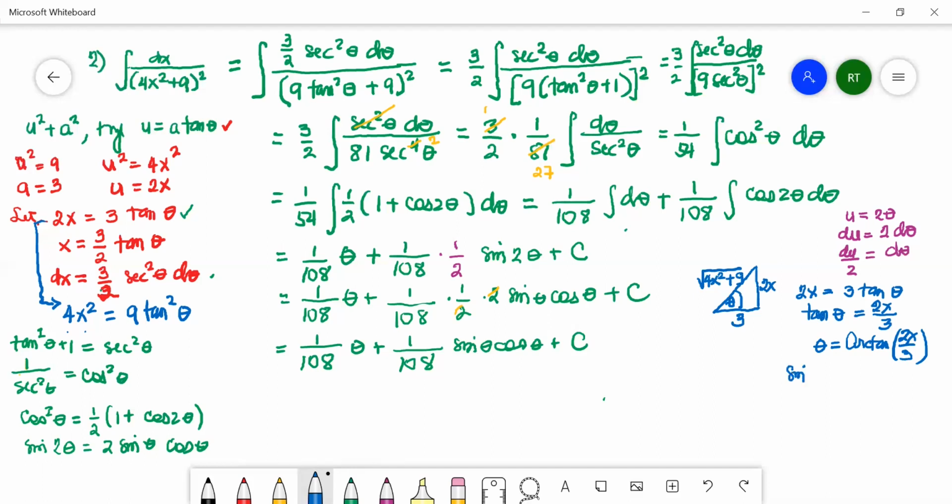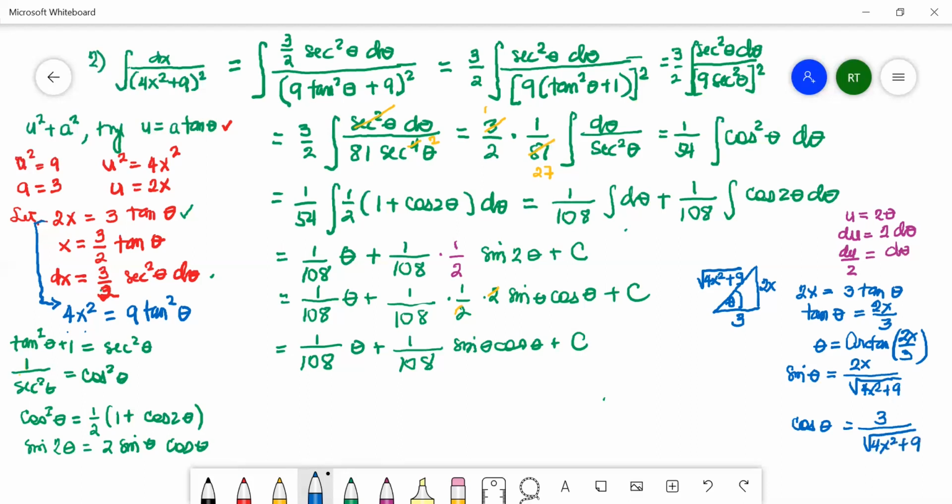Now, sine of theta, referring again to the right triangle, sine is opposite over hypotenuse. The opposite side is 2x. The hypotenuse is the square root of 4x squared plus 9. And what about cosine of theta? Cosine of theta is adjacent over hypotenuse. The adjacent side is 3 over the hypotenuse, and the hypotenuse is the square root of 4x squared plus 9.